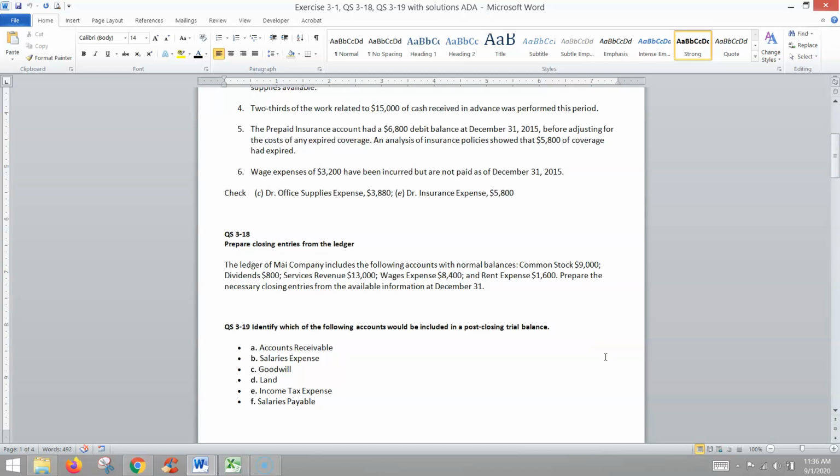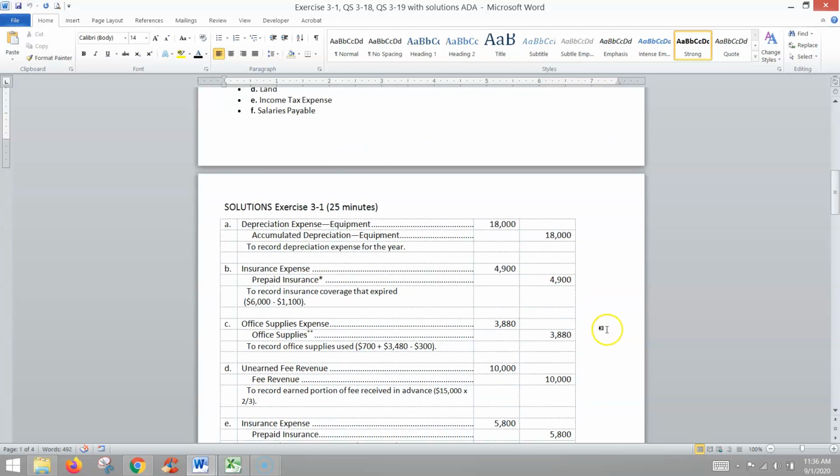Number 4, 2/3 of the work related to $15,000 of cash received in advance was performed this period. So we have been paid $15,000 in advance. This would be unearned revenue. And now we have earned 2/3 of that. So 2/3 of $15,000 will be $10,000. So we need to record that we have earned that much revenue.